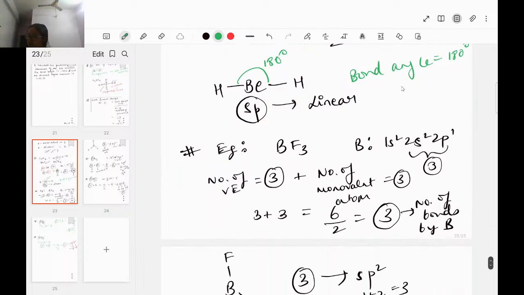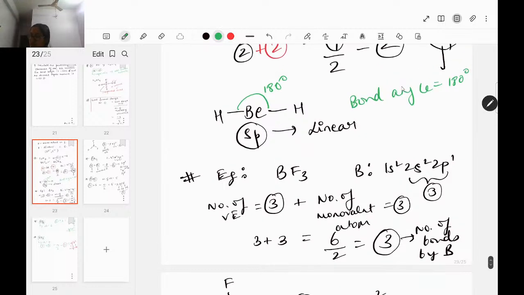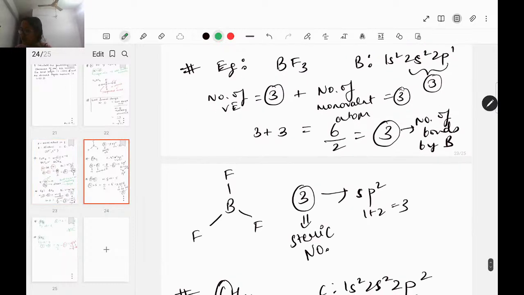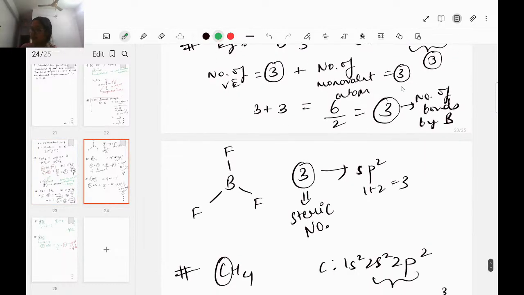Now what about BF3? What is the shape? Here the geometry and shape both are linear. Let me write it down. The geometry and shape both are linear. There is no discrepancy over here. What about BF3? In BF3 we have sp2 hybridization, and here it is trigonal planar. This is trigonal planar. I hope it is clear.